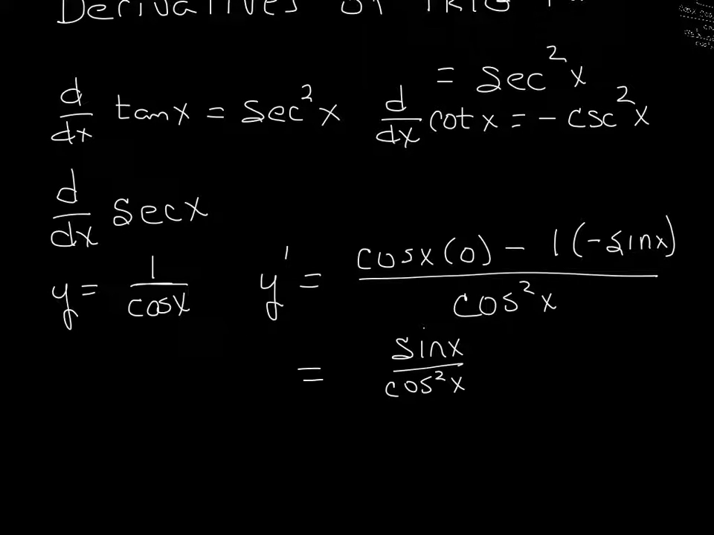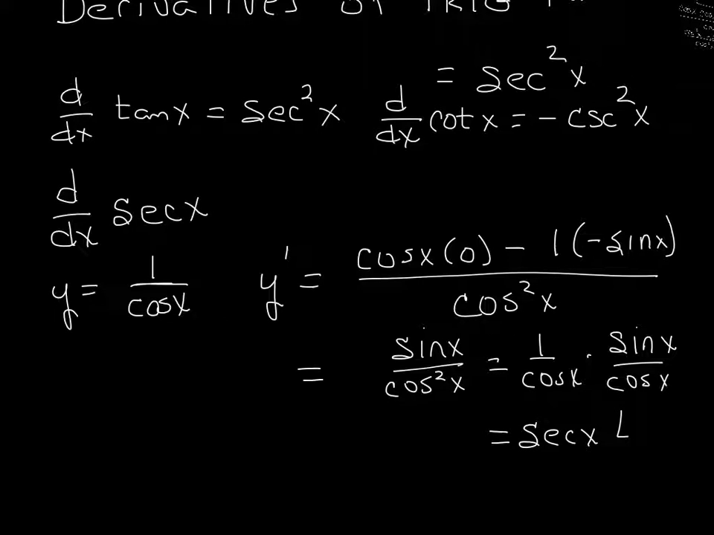But we're not going to leave it that way. We know that this is the same thing as saying 1 over the cosine times the sine x over cosine x. And 1 over the cosine is the secant x, and sine over cosine is the tangent of x. So the derivative of the secant is secant x tan x. The secant x times the tangent of x is the derivative of the secant.